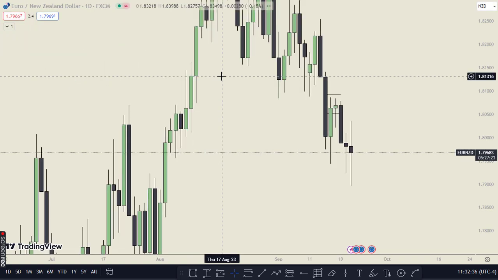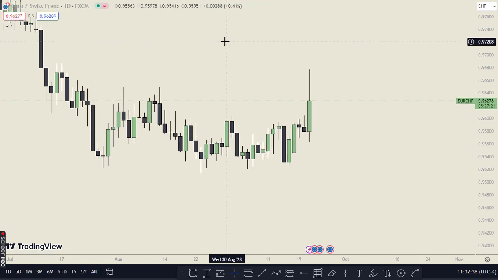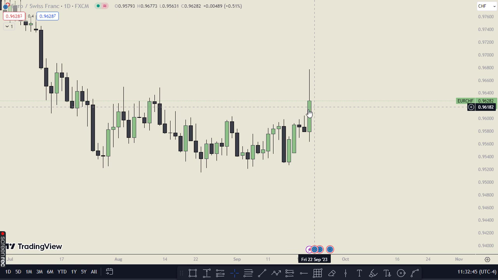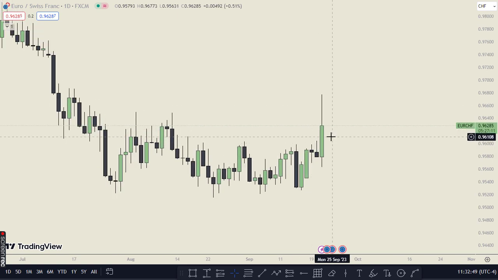Let's move on to another example. And this is euro against the Swiss franc. As you can see, we are on a range. We don't have that nice displacement. Maybe in the upcoming days, we can see a displacement to the upper, right? For now, we don't have that.